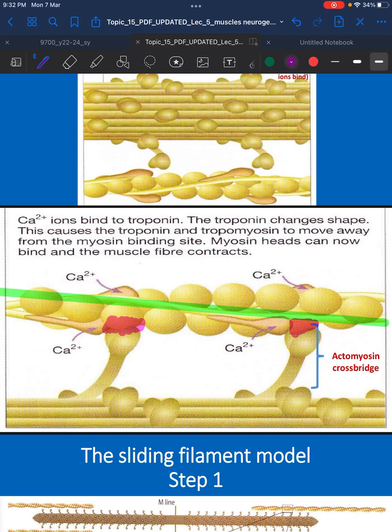Why is it called an actomyosin cross bridge? Because it is like a bridge, yeah, that connects between myosin and actin. So it's called a cross bridge because it's like crossing. Yeah, crossing.